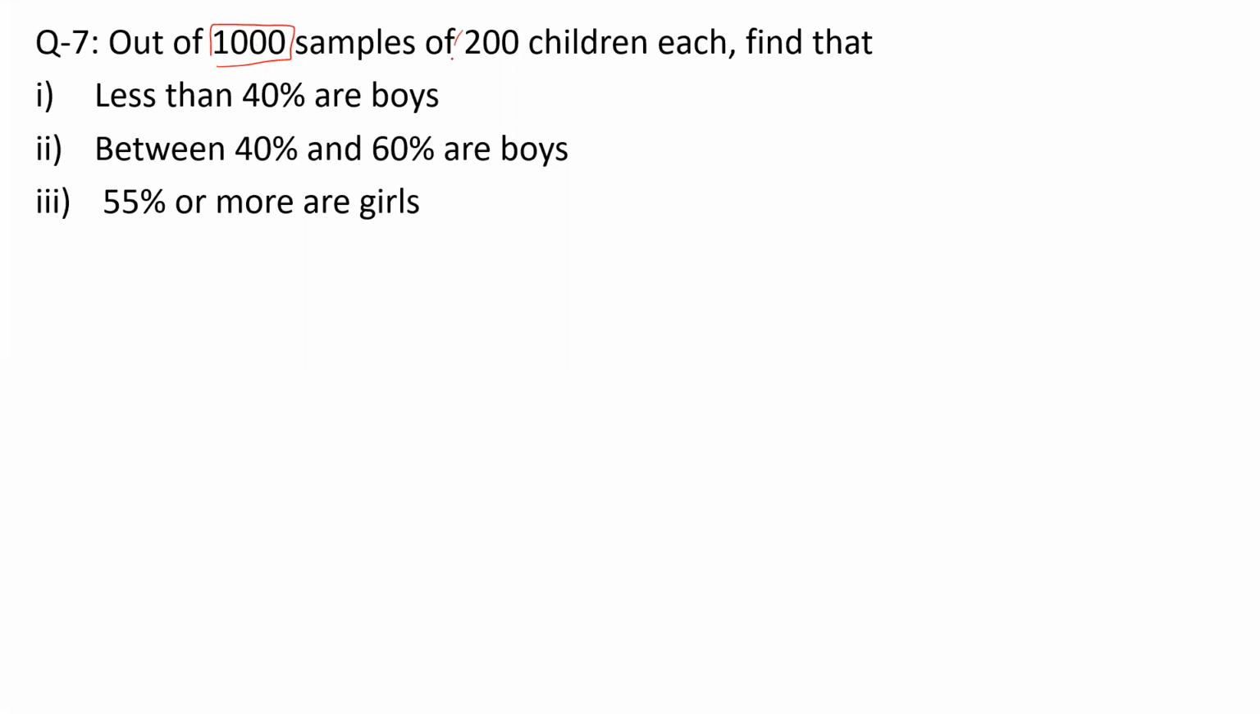of 200 children each. So first question for you is, what is the n value you will take? Either you will take n value as 1000, or you will take n value, that is sample size, as 200. Which will you take? This is the only confusion part here. So first you tell me what is your n value here. Whether you take 1000 or 200 children. Tell me.